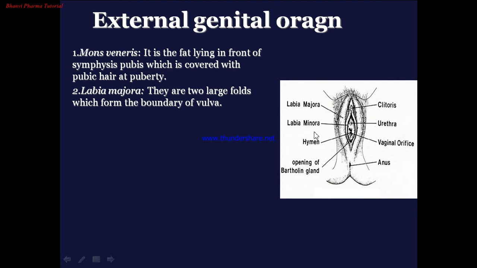Next, mons veneris. This is the mons veneris. Next is the labia majora. You see the diagram of the labia majora. There are two large folds which form a boundary of the wall. This is the wall, the boundary of the wall.